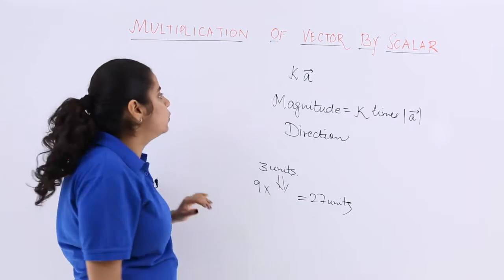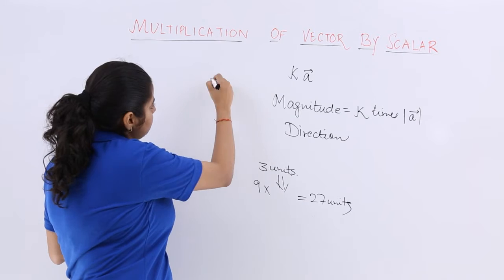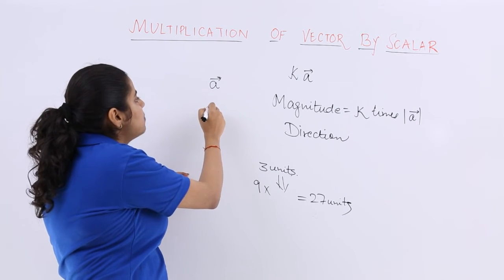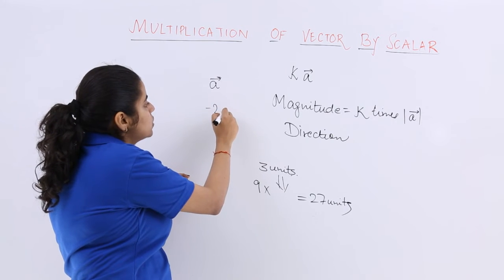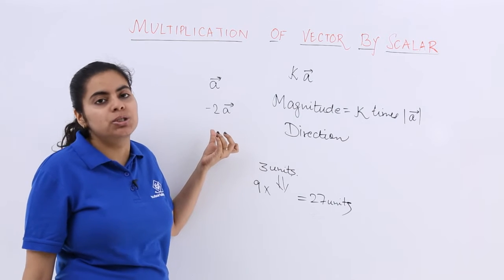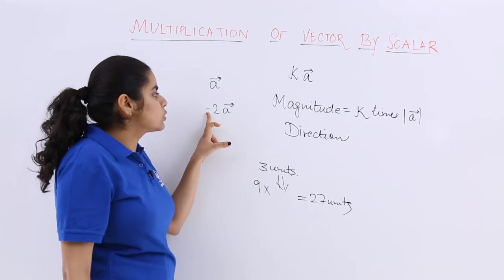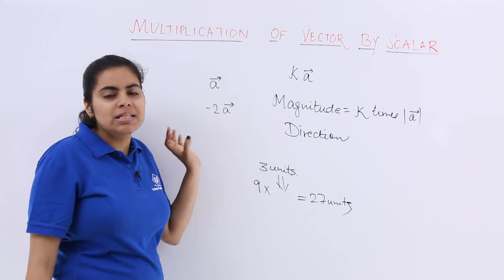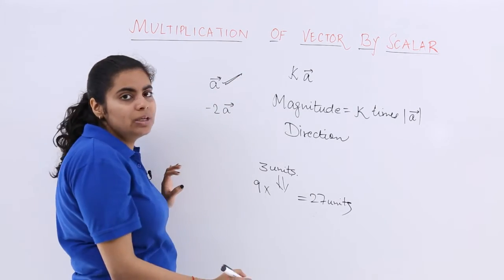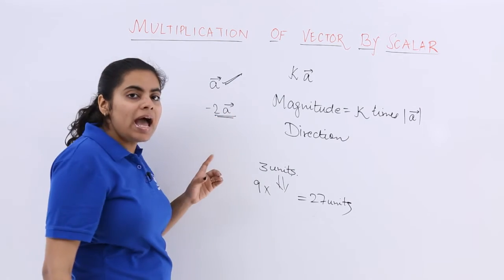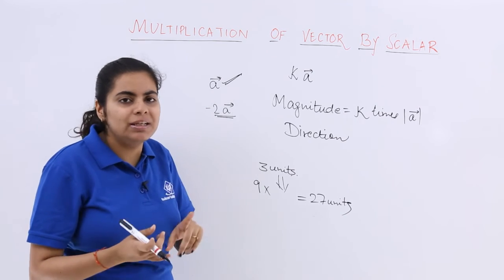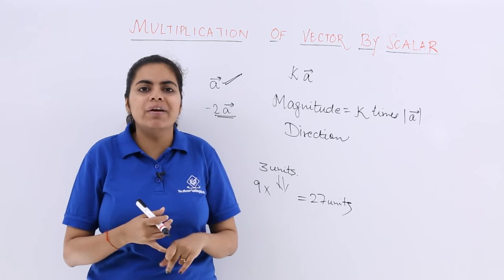The other thing, if I tell you that there is a vector A and I multiply it by minus 2, so minus 2A. Now what is this minus 2? This direction will be associated with negative because the magnitude can never be negative. So whatever was its magnitude, that became double and its direction got reversed. That is the meaning of minus 2A. So now you understand what is the multiplication of a vector by a scalar.